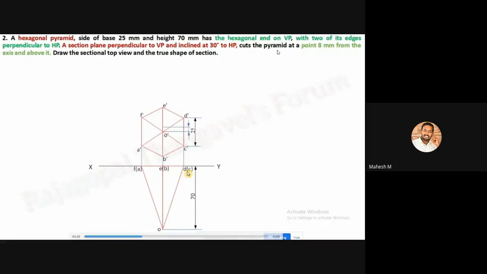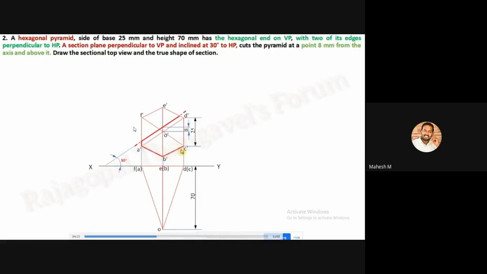Then cuts the pyramid at a point 8 mm from the axis and above it. So you have to create a circle with a radius of 8 mm. Okay, and also the cutting plane should cross above the axis. So this one is our axis. So the cutting plane should cross above the axis, not below the axis. Okay, so you can create a circle exactly at this center point. Then you can create a 30 degree inclined line. So உனக்கு வந்து பார்த்தீங்கன்னா சர்க்கிள் கிரியேட் பண்ணுறதுக்கு பதிலாக ஜஸ்ட் ஒரு லைன் மட்டும் ட்ரா பண்ணியிருக்காங்க. இட் இஸ் யுவர் ஓன் சாய்ஸ்.